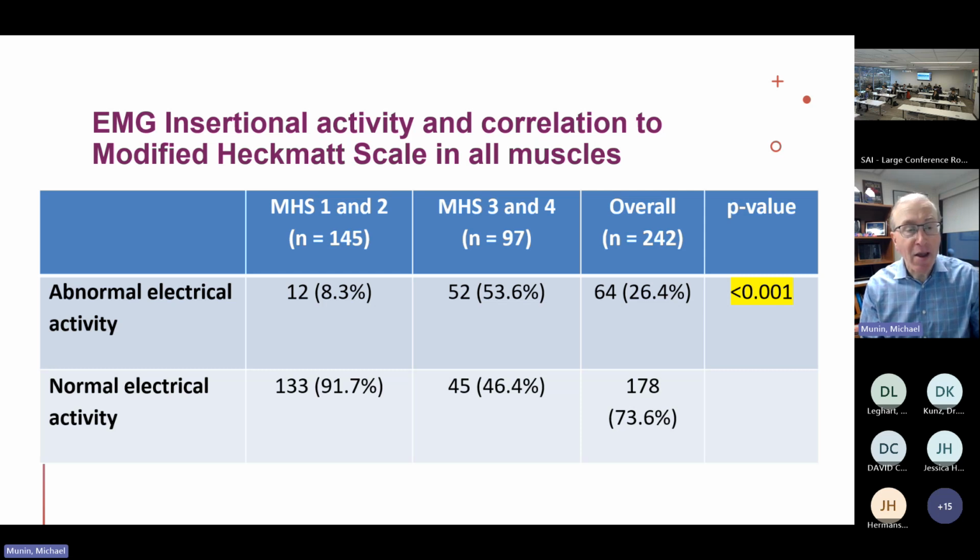Now, let's compare that to the MHS 3 and 4 group. And here, this is kind of what we're hoping to see. In muscles that have abnormal echogenicity, they appear abnormal, like I showed you in the peroneal arteries and FCR slide a few slides ago, 54% of them had abnormal electrical activity. Interestingly to me, a good percentage, 46%, had normal activity. So I thought this would have been a little bit lower, frankly, and we'll give you some reasons why we think this could be. But these differences were highly statistically significant.